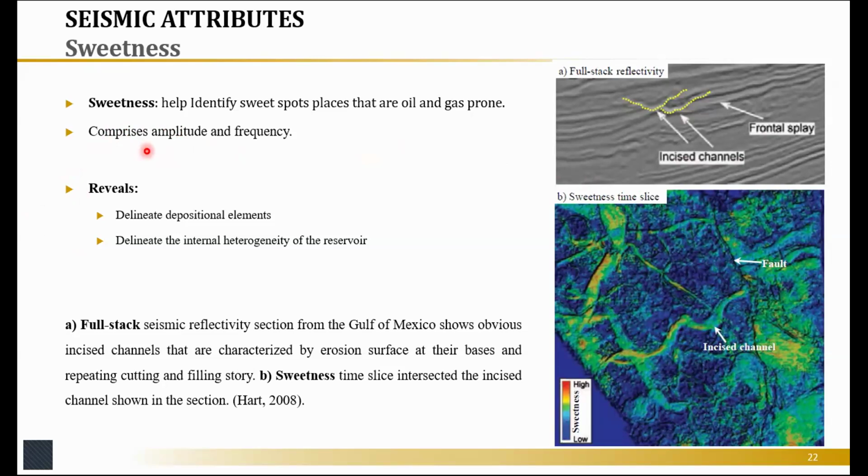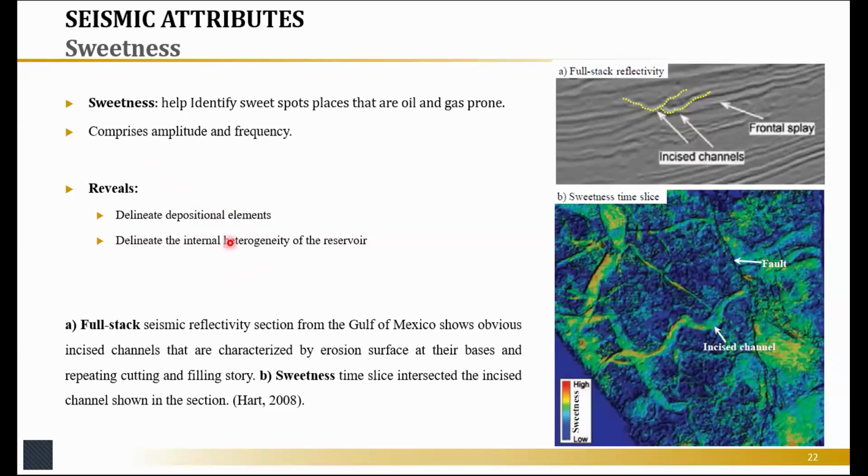These two parameters, amplitude and frequency, are usually affected by the presence of hydrocarbon or gas. And also the reservoir quality affects these properties, the amplitude and the frequency. So you can use sweetness for this. The sweetness represents an instantaneous attribute in which the response of the amplitude and the frequency can be combined. And this attribute can give you a very good indication of possible lithology and pore fluid within the lithology also.